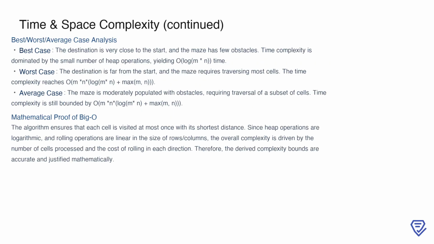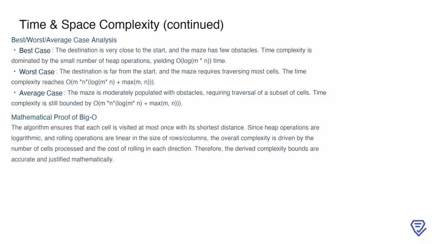Analyzing the best, worst, and average cases provides additional insight into the algorithm's performance. In the best-case scenario, the destination is very close to the start, and the maze has minimal obstacles. Here, the time complexity is dominated by the small number of heap operations, resulting in O(log(m*n)) time. On the other hand, the worst case occurs when the destination is located far from the start, requiring traversal of most cells in the maze.